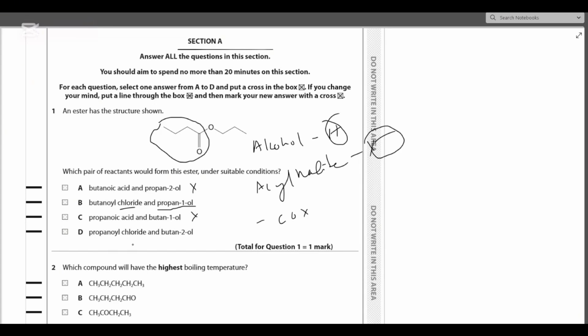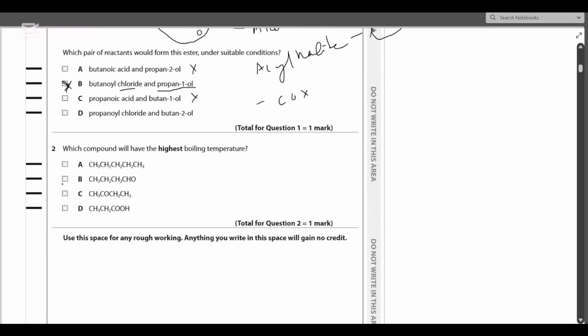So we are already considering that the left side comes from the acyl halide group. Whatever the halide is, we need to check the acyl group right here. Butanoyl is the correct option, because we can see there are four carbons. So the answer will be B. The other part will obviously be the alcohol, in this case propanol. So the answer is B. Let's move on to the next one.